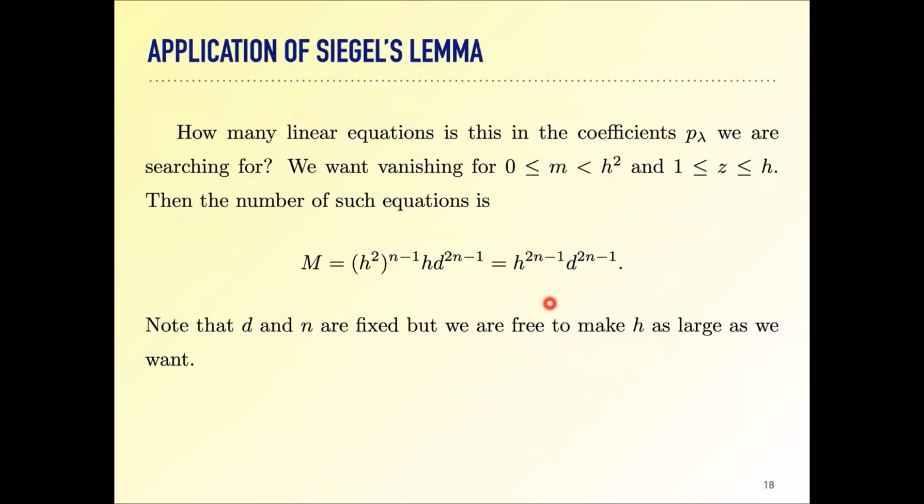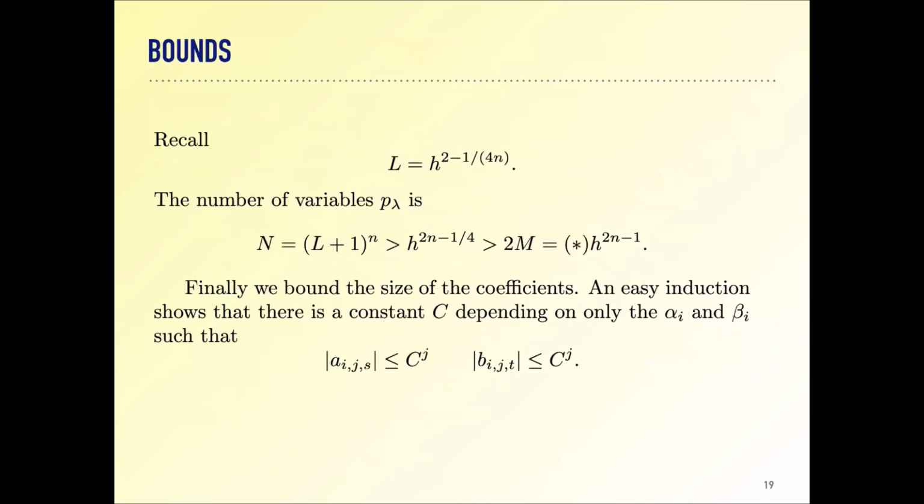Okay, so you work this out and you get, the important thing here, this is basically just a constant, you can ignore it, but it's h to the 2n minus 1, and that minus 1 is very important. Now we can see why our clever choice of L is going to be useful, because L plus 1 to the n is going to be h to the 2n minus a quarter, which is greater than h to the 2n minus 1. So this number can be greater than twice this number as long as h is large enough. Okay, that's very nice.